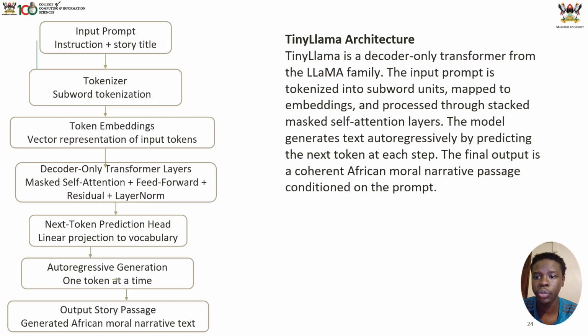These embeddings pass through decoder-only transformer layers using masked self-attention. This means the model can only look at previous words, not future ones. Then the next-token prediction head generates one word at a time, step by step. The final output is a full African moral narrative passage conditioned on the prompt we gave it. In simple words, we give it a title and instruction, and it writes the story for us.